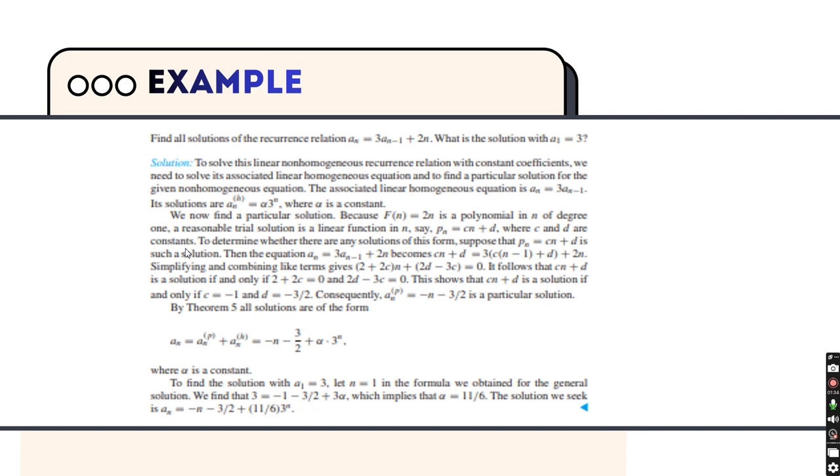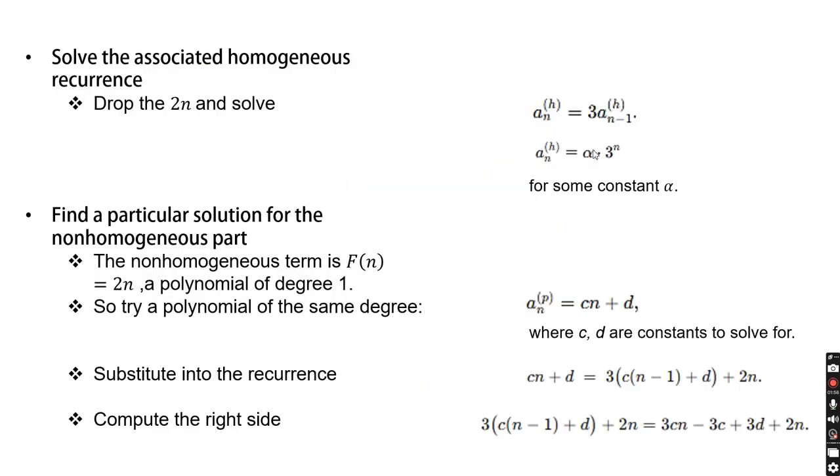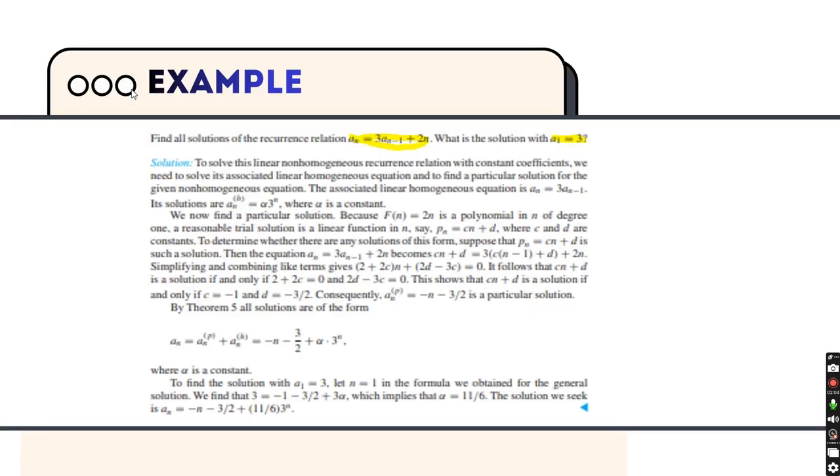So we have here an example where we need to find the solution for the recurrence relation a_n is equal to 3a_(n-1) plus 2n. What is the solution with the initial condition of a_1 is equal to 3? So, we will solve the associated homogeneous recurrence by dropping the 2n and solve.